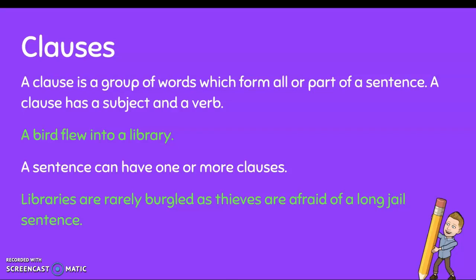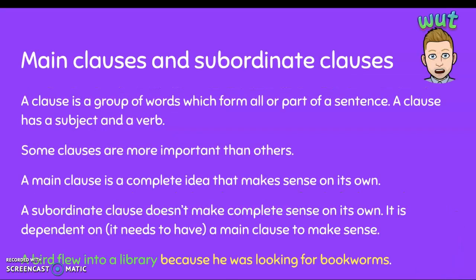Okay, a sentence can have more than one clause. Libraries are rarely burgled as thieves are afraid of a long jail sentence. We sometimes have a main clause and a subordinate clause. A main clause is also called an independent clause, that it makes sense all by itself, and a subordinate clause is sometimes called a dependent clause. That means it needs to have a main clause with it for it to make sense.